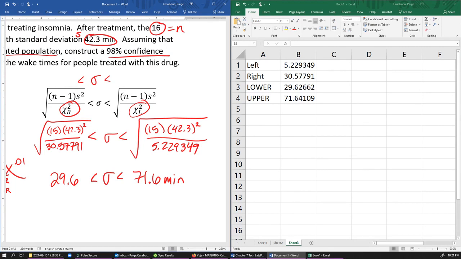And it's a little bit hard to reach a conclusion here, but it does seem like this range, this standard deviation is quite high. So unless it's really bringing down wake times for people with insomnia by a lot, the variability might make this treatment not really worth it.